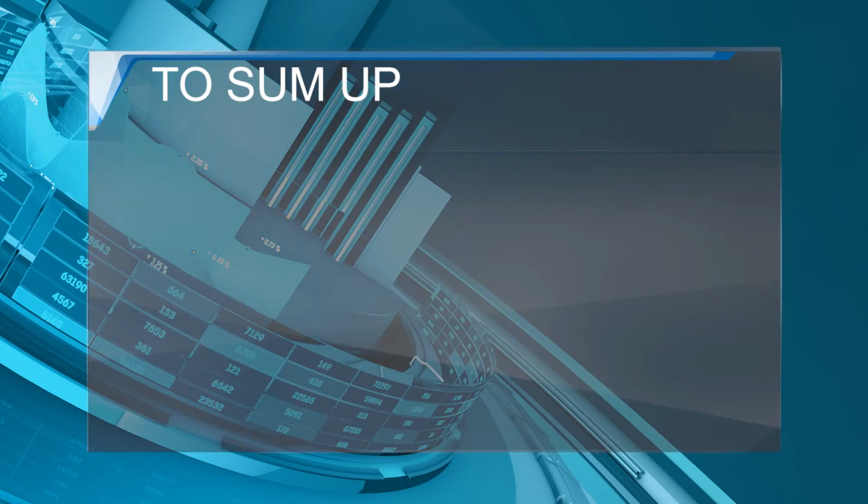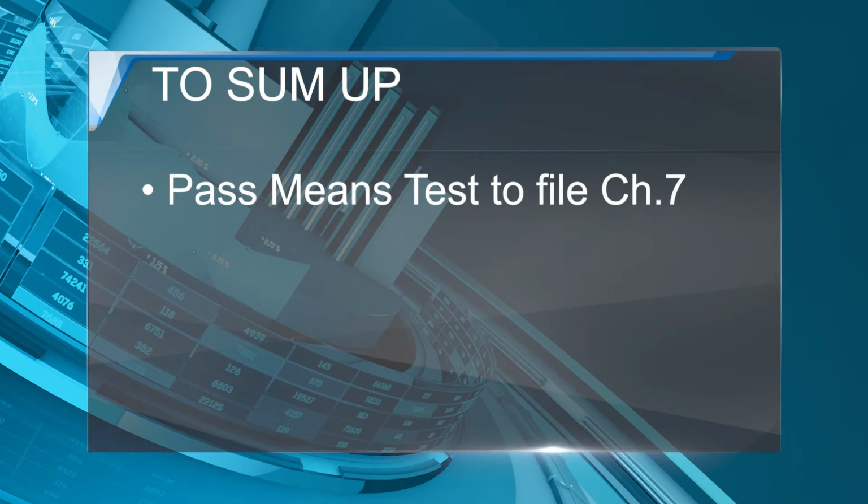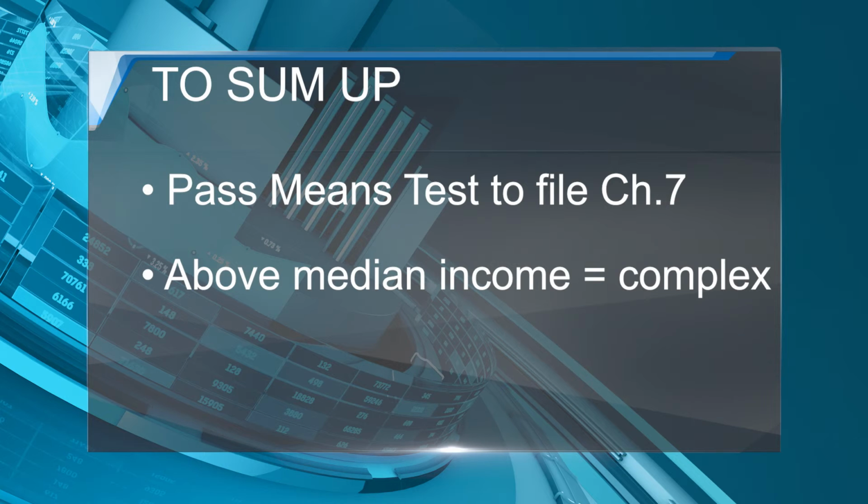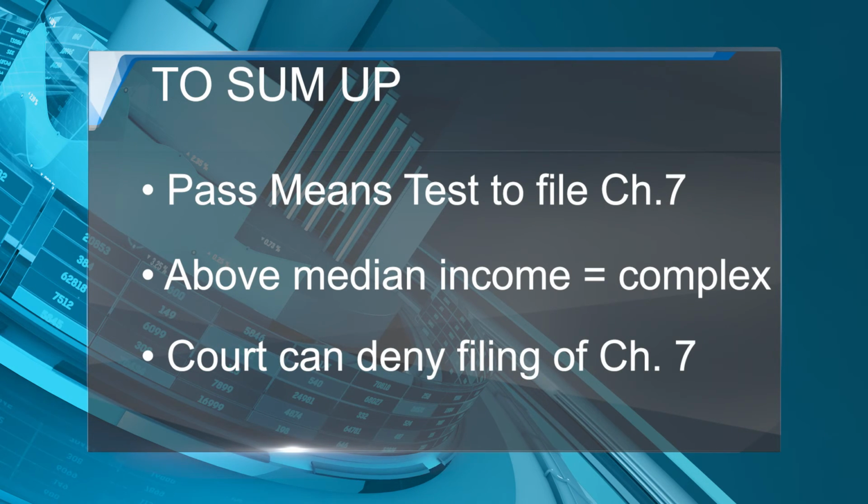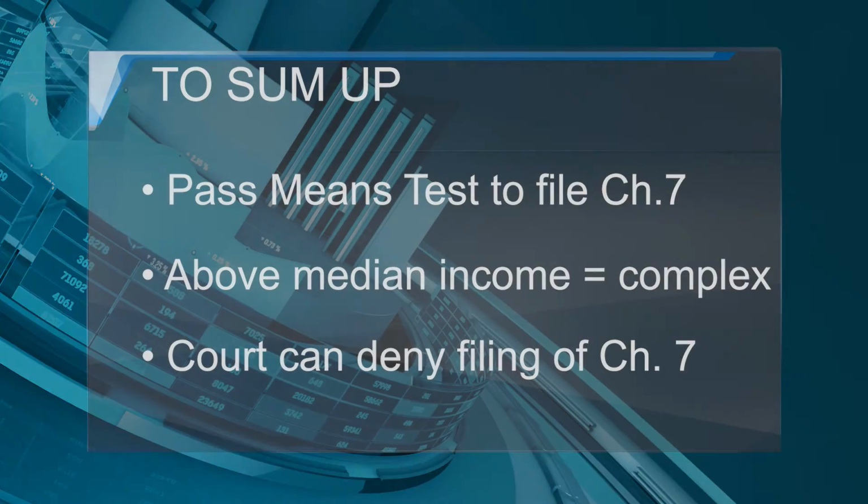To sum up, you must pass the means test in order to file under Chapter 7. For below median income filers, the process is pretty simple. It is more complicated if you are an above median income filer. To prevent abuse, the court can deny you the right to file under Chapter 7.